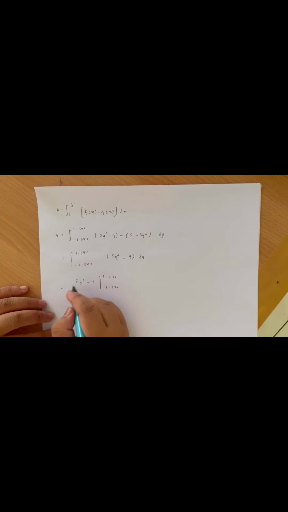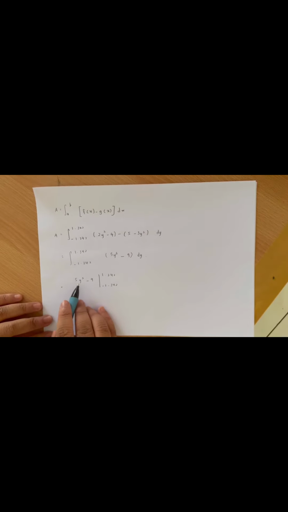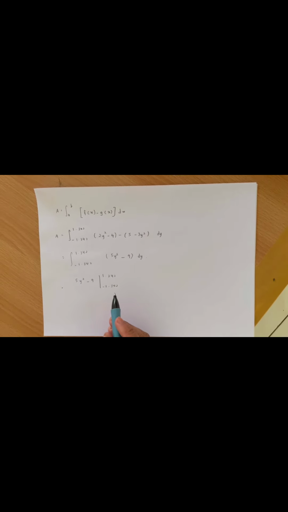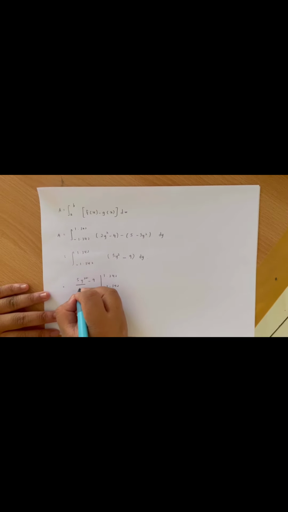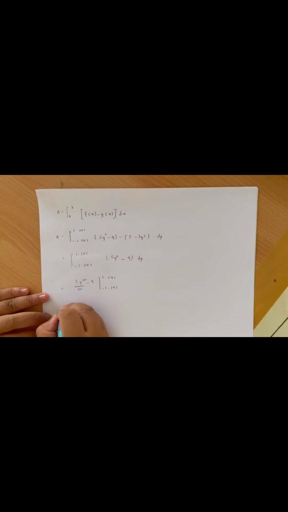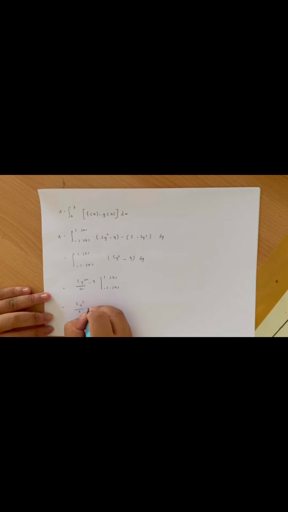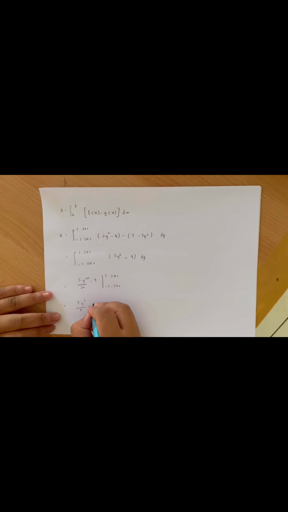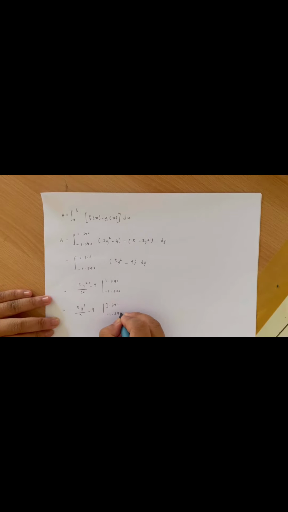Okay, after we get this, we need to integrate. For integration, plus 1 to the power, so we get 5y power of 3 over 3, minus 9y, from negative 1.342 to 1.342.